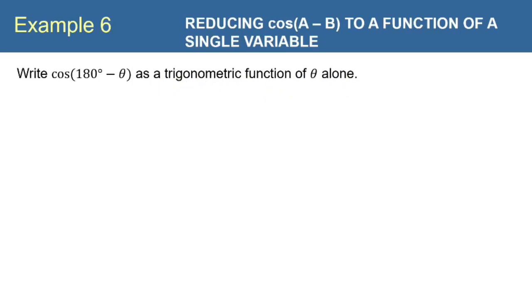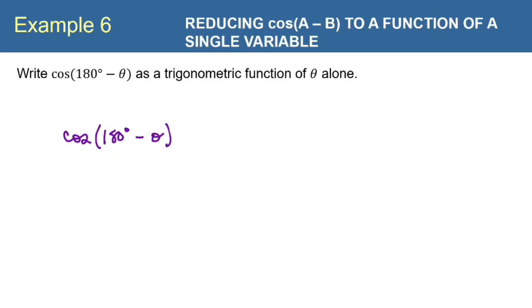To write this expression as a function of theta alone, we've got to separate the 180 degrees from the theta. And of course, our cosine of a minus b identity will help us do that. We just need to apply the identity here. So if we think about restating cosine of 180 degrees minus theta using our cosine of a minus b formula, we'll have the 180 degrees in place of the a, and we'll have theta in place of the b.